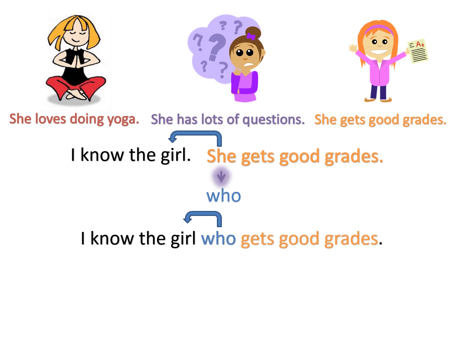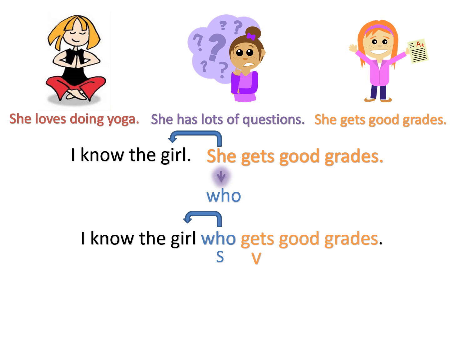Who is now a pronoun that refers back to the girl. And the clause, who gets good grades, is the adjective clause describing the girl. So here, just like she was the subject of the second sentence, who is the subject of the adjective clause. And just like gets agreed with she, which was also referring back to the girl, gets still agrees with girl.